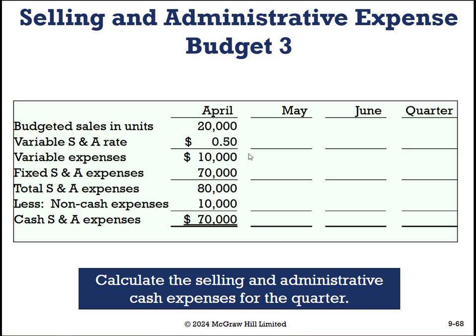We can see that our budgeted sales in units are 20,000, so then our variable expenses are 10,000. While the fixed SG&A expenses are 70,000 for total expenses of 80,000. However, it's also important that we see our cash and non-cash expenses. So when we look at our cash disbursements for the month, we're going to remove 10,000 in primarily depreciation to get a total SG&A expenses cash disbursement of $70,000.